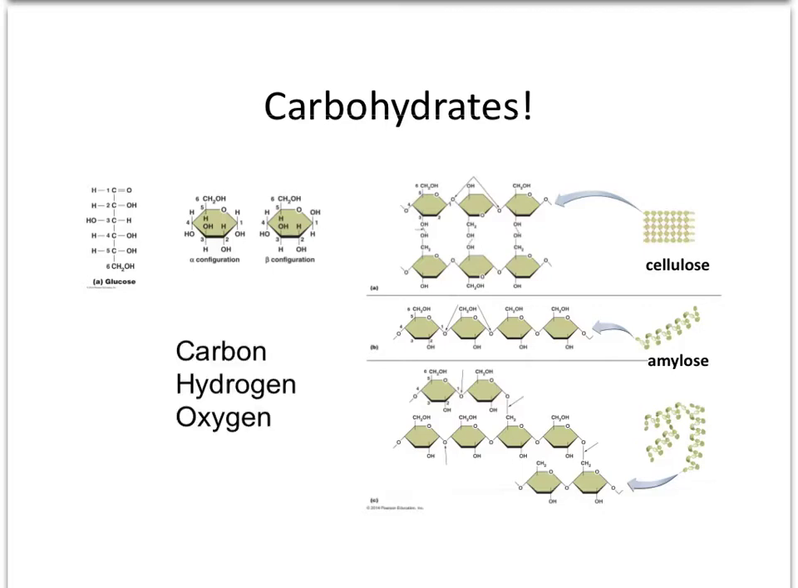The main elements that go to make up carbohydrate are carbon, hydrogen, and oxygen. There are sometimes some other elements that are small components in carbohydrates, but the main ones are these 3.